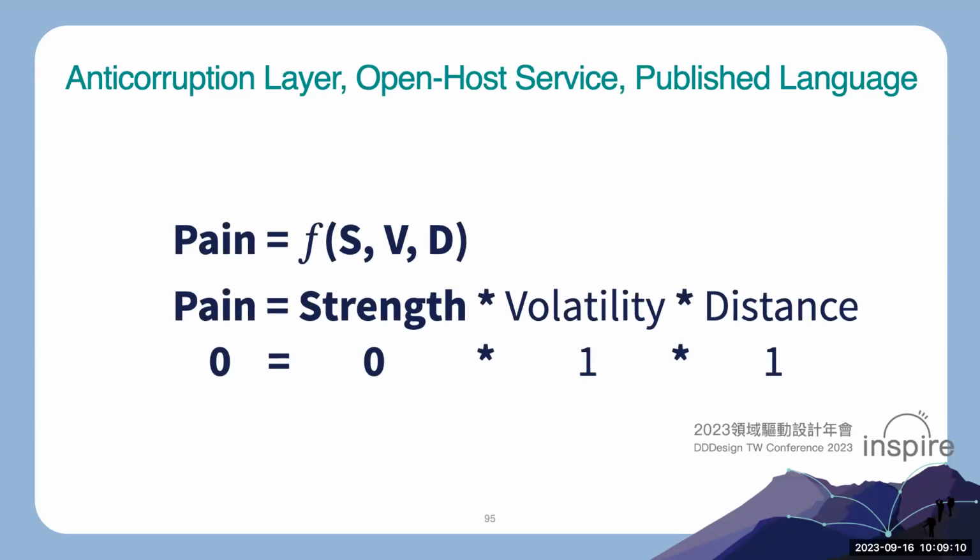And finally, we have a couple of patterns in domain-driven design that help us to reduce integration strength to contract, to the minimal level. So anti-corruption layer, open host service, published language. These patterns, basically what they're doing is they're intended for integration across bounded contexts, which means high distance, and it assumes high volatility. That's why we reduce strength to the minimum, to contract.